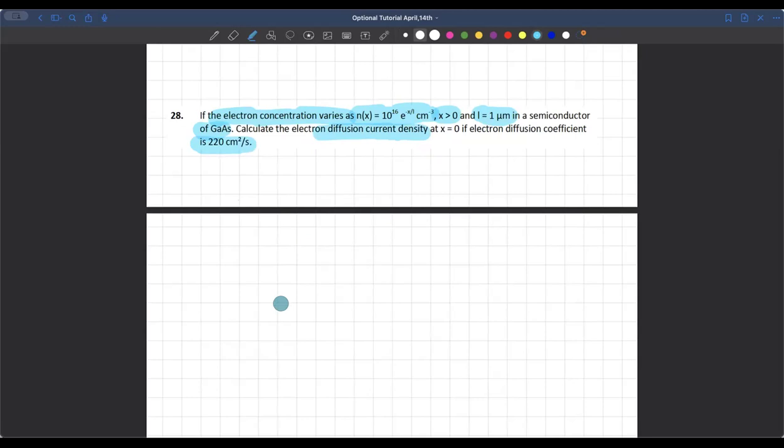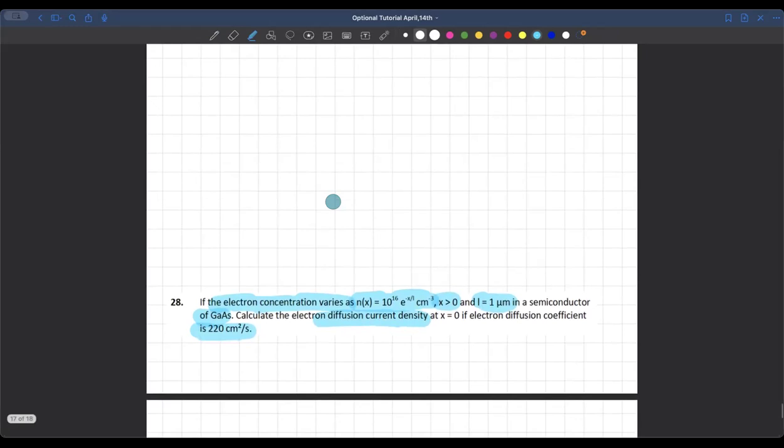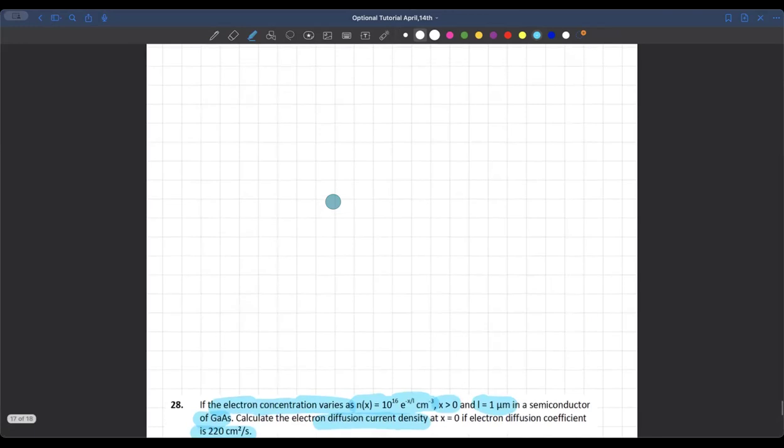So what do you have to do for this? You will just use that equation for the diffusion current density. It was e d n derivative, something like that. I can actually bring that equation here.